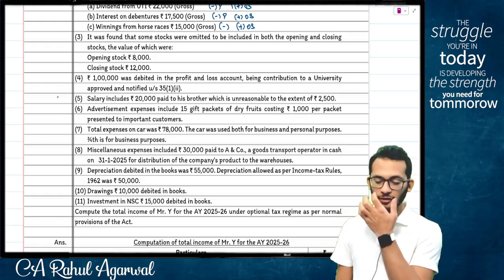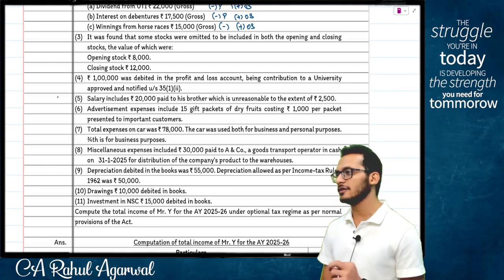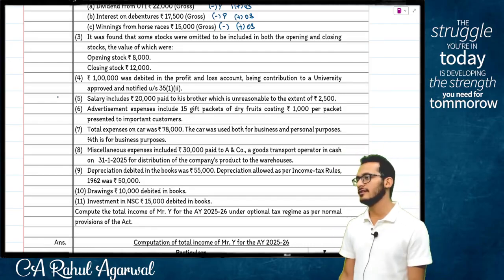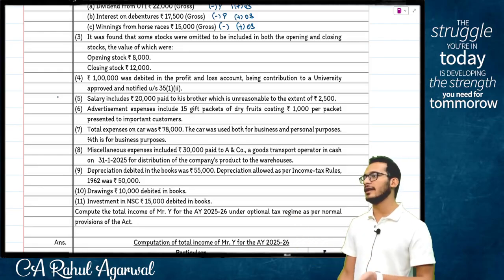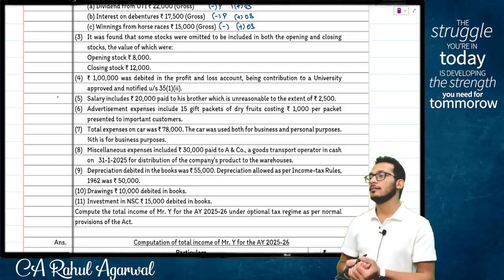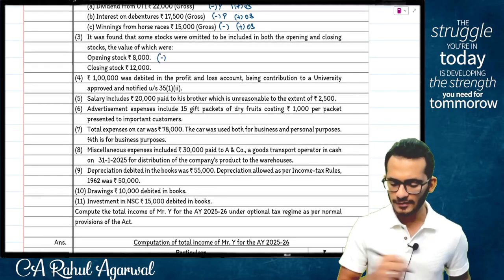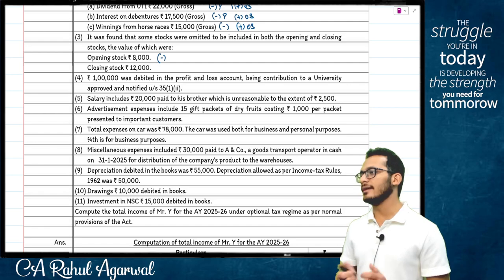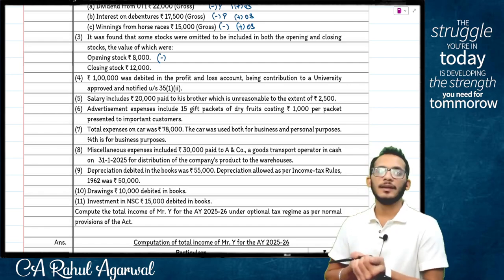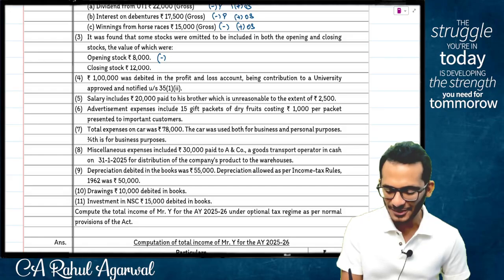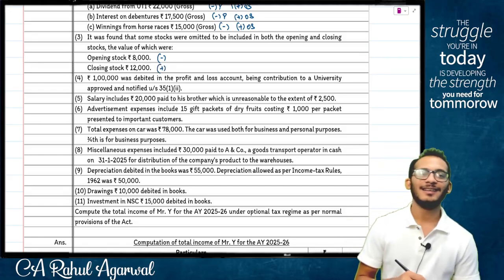It was found that some stocks were omitted to be included in both opening stock and closing stock. People, this is not there. You need to check whether it should be there. I have an opening stock which I did not take. I should take it. If I increase my opening stock, profit will decrease. Therefore, this will get minus. Closing stock is also missing. If I include closing stock, profit will increase, and therefore add.